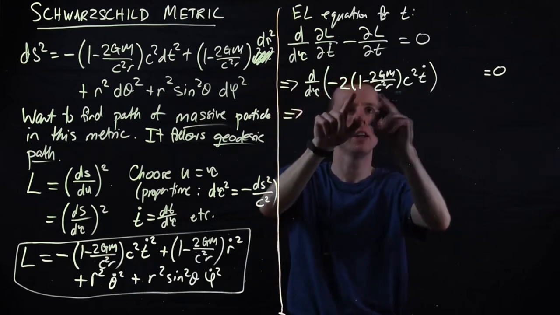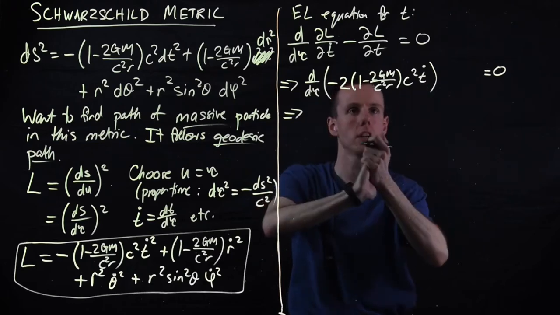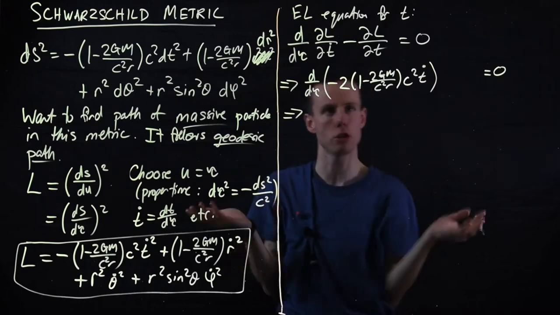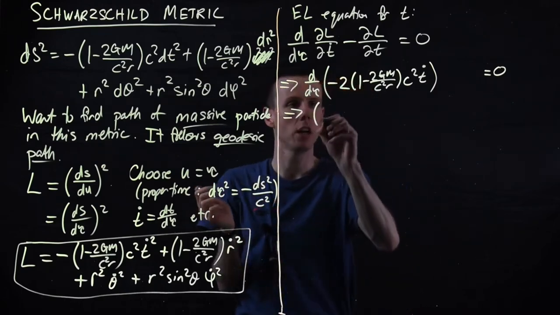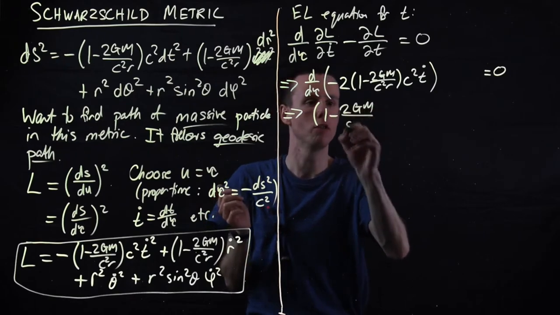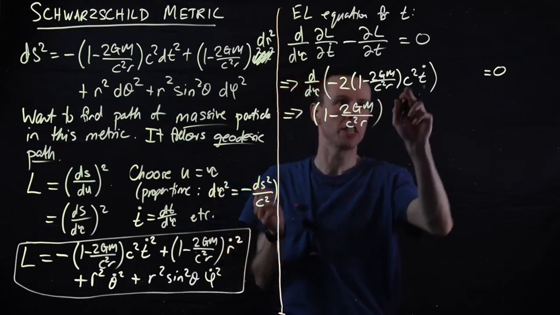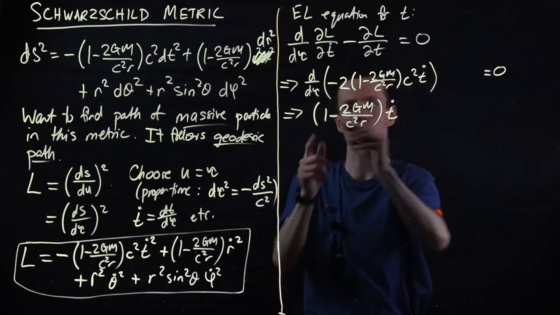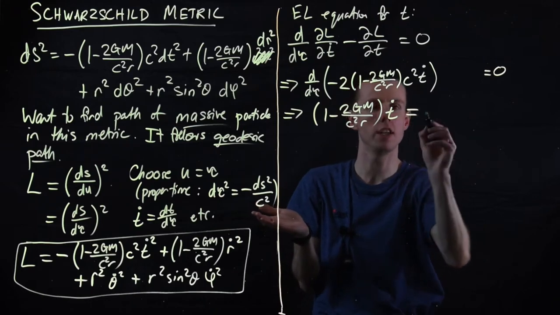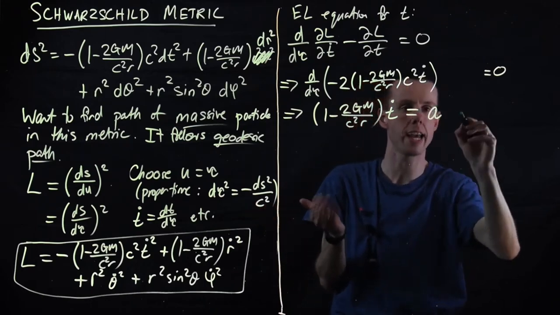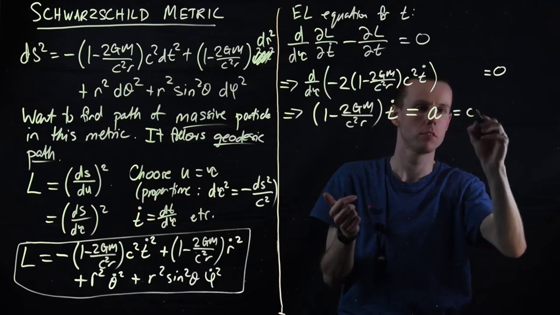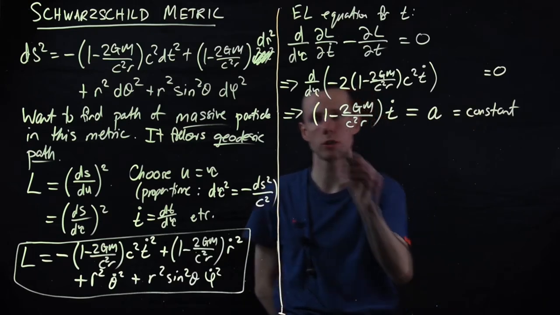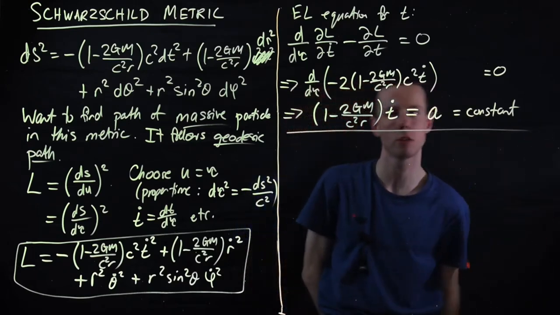So we can just do that. Let's call everything inside here a constant. We can leave out the minus 2, because that's just constant. So we'll just say 1 minus 2gm over c squared r. We don't need a c squared either. We can scrap that. That's also constant. So 1 minus 2gm over c squared r times t dot is equal to just a constant. Let's just call it a. And that's it. That's what we get from the Euler-Lagrange equation for t.